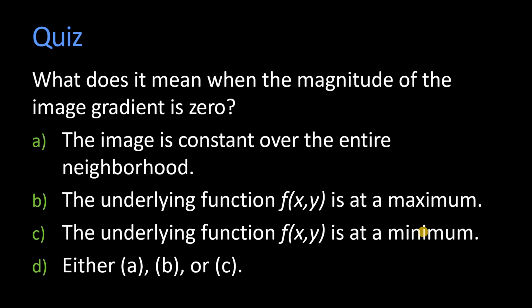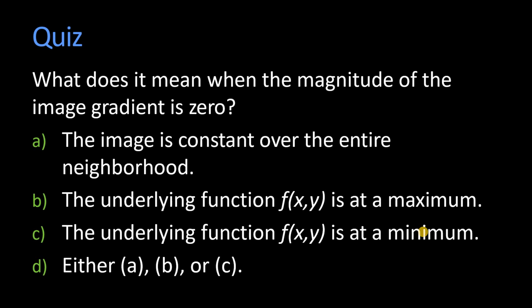So there is a small quiz. What does it mean when the magnitude of the image gradient is 0? We have discussed it already in the class. When gradient is 0, it means there is no change. So it means that the image is constant in that neighborhood. That constant can be any value.